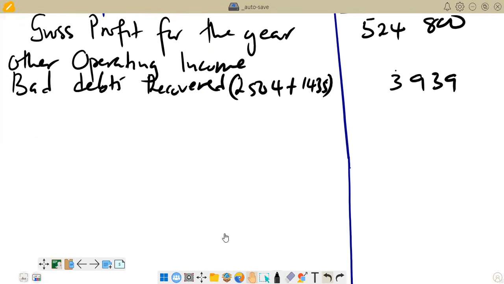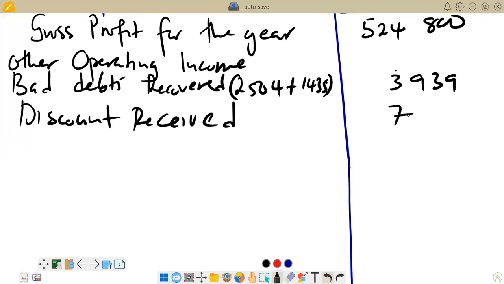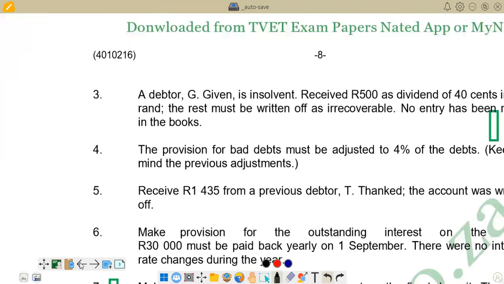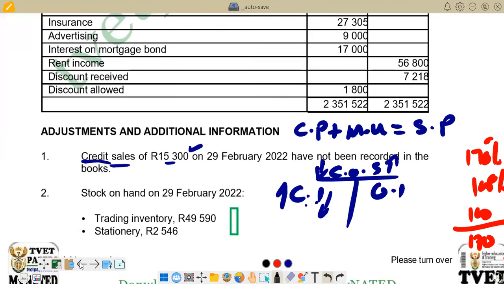So that's the figure that we are going to put there. 7,218. So here now we are saying discount received. We have 7,218. So that's what we have there in terms of discount received. And then we check again if you have got any other income again. So just above discount received, we left something there. There's rent income there.